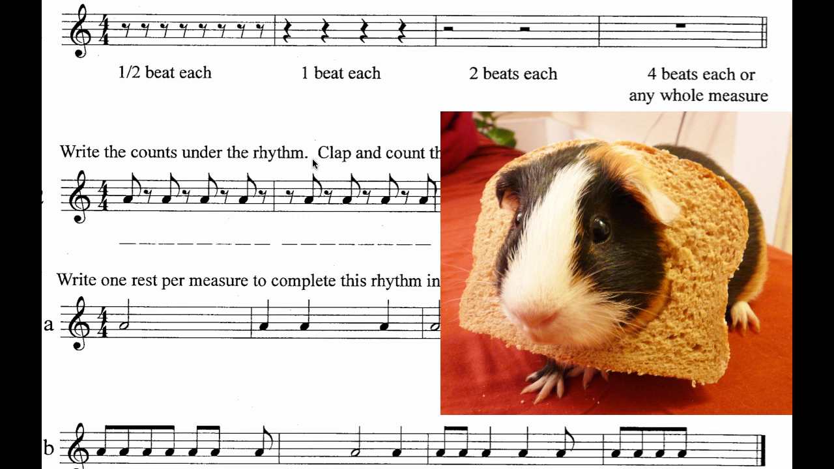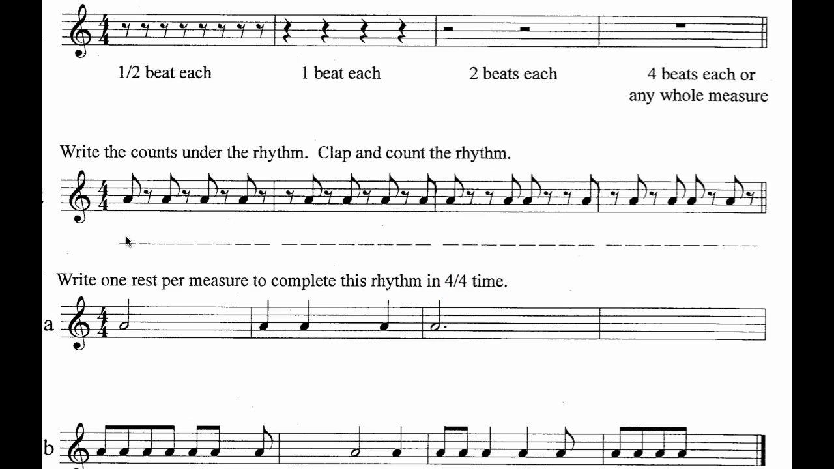Write the counts under the rhythm. Clap and count the rhythm. So this is 1, parentheses, the and symbol or plus, R for rest. 2, parentheses, and R. 3, and, parentheses, R. 4, and, parentheses, R. And this measure is 1, parentheses, R, and. 2, parentheses, R, and. 3, parentheses, R, and. 4, parentheses, R, and. Please do the last 2 measures on your own.